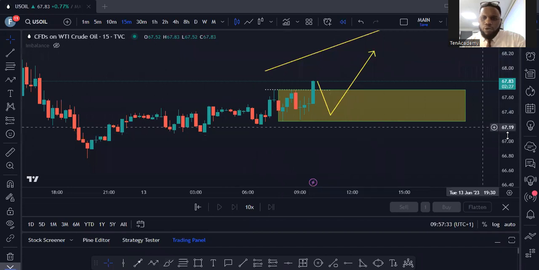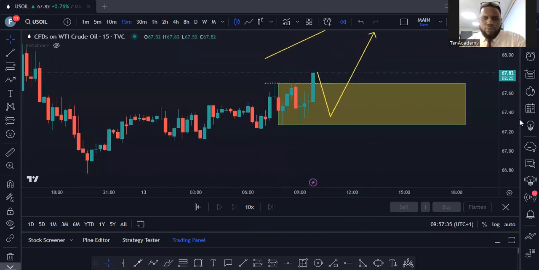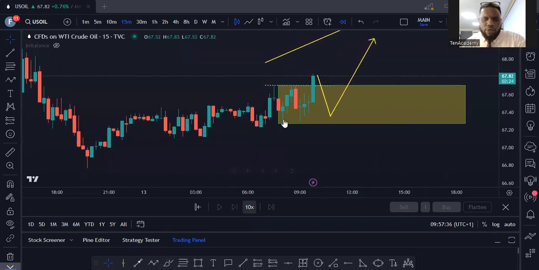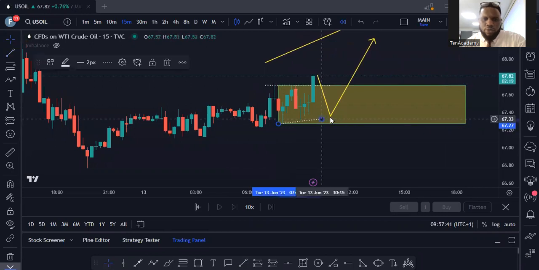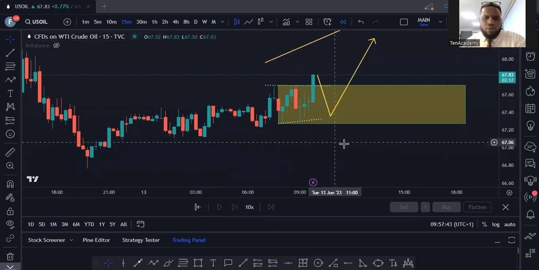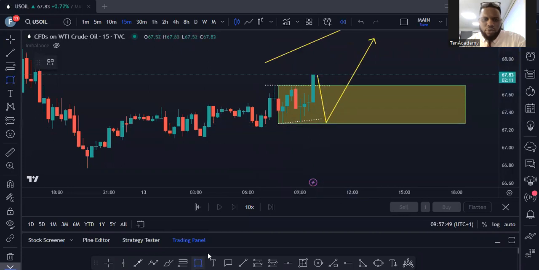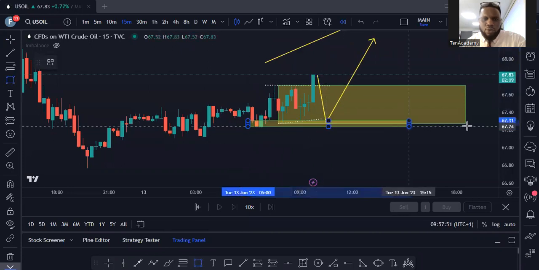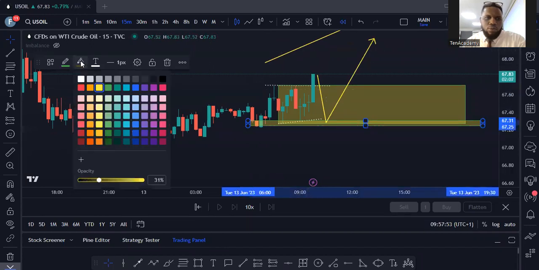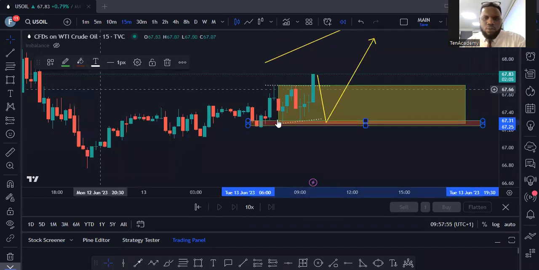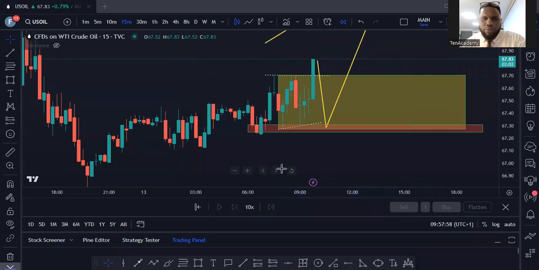So be also very, very wary of these equal lows here, like so. Okay. So price might test your patience here, might go as low as this zone before going up.